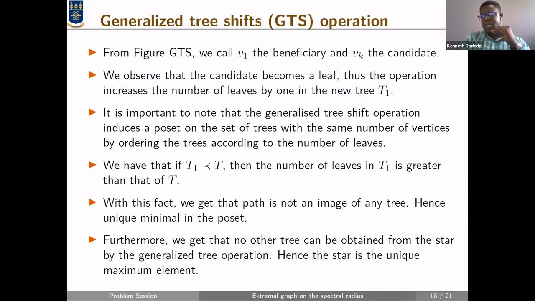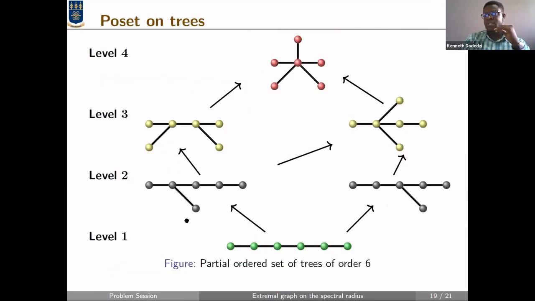So for example, if you consider the trees of order 6, we can easily see this. At level 1 we have the path, which has 2 leaves. And from the path, we can get these 2 graphs by the GTS, and these have 3 leaves. And this one can also induce something like that, and this induces that. And you have those with 3 leaves. And now we end up with one with 4 leaves, and 5 leaves right now. So you see that the star is the unique one up there, and the path is also the unique one down there.